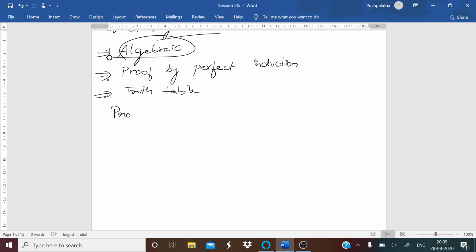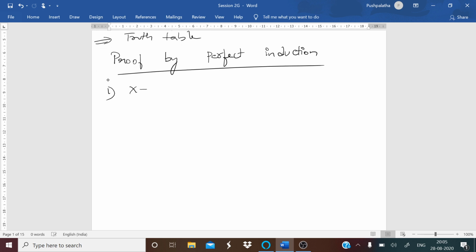Now let us prove the theorem using proof by perfect induction method. Okay, now let us start with the first statement, that is (x plus y) the whole bar equals x bar into y bar. What we mean by proof by perfect induction is substituting the values of any one variable as either 0 or 1. We are using only 0 and 1 because these are the binary values. So now if x is equal to 0, then you have to show that (x plus y) the whole bar is the same as x bar into y bar.